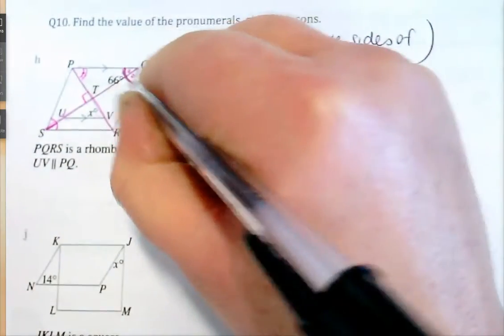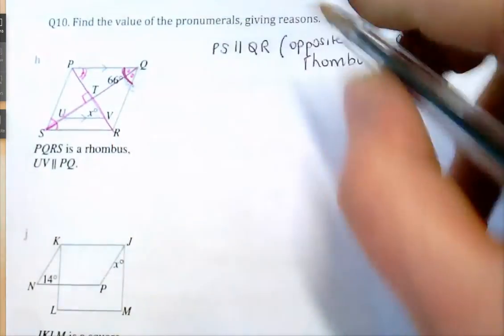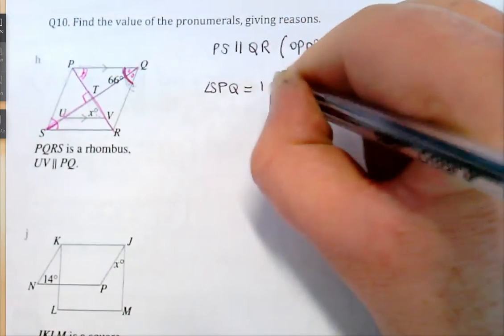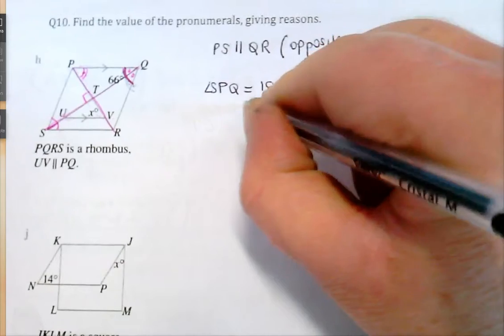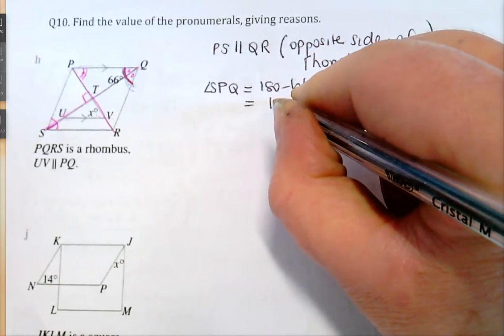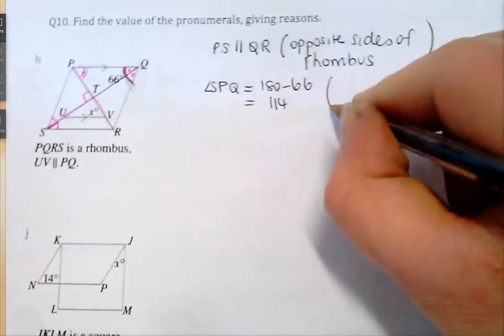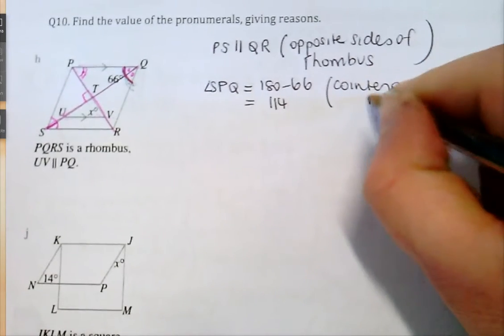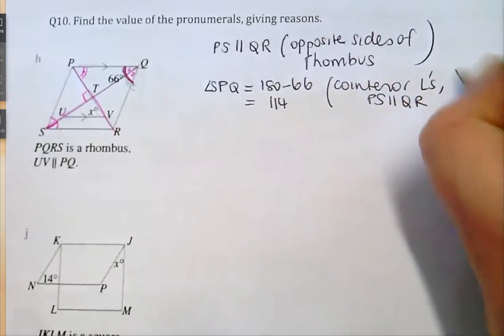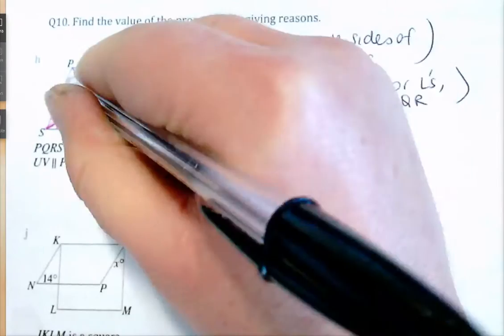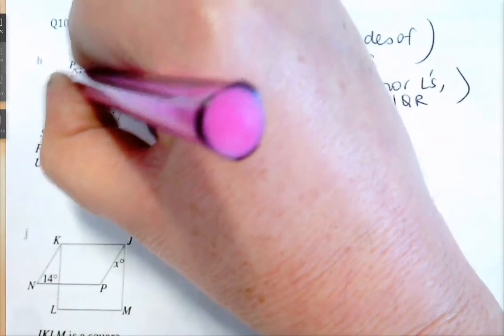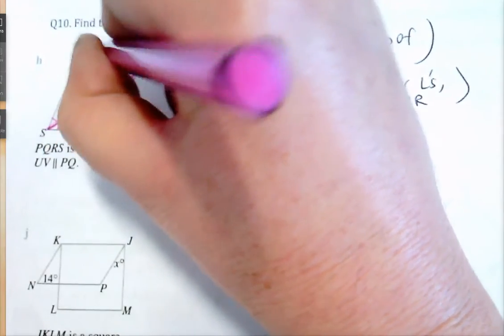And I know that the whole angle PQR is 66, so therefore angle SPQ is 180 minus 66, which happens to be 114. Reason: co-interior angles. PS is parallel to QR. So here we've got co-interior angles. If that's 66, that whole thing is 114. So this whole angle is 114, the whole thing.